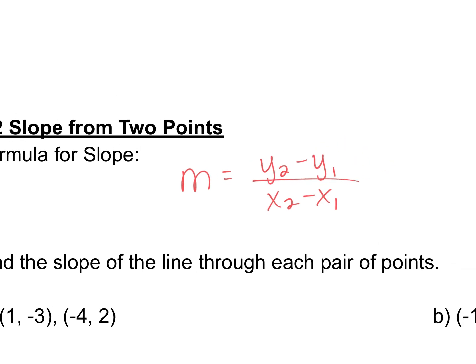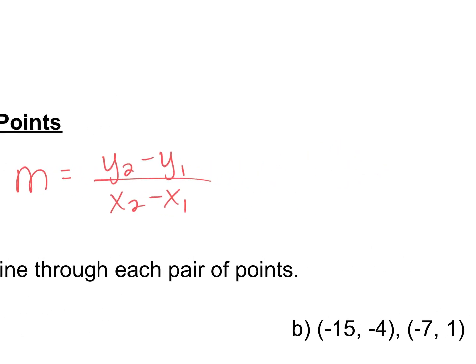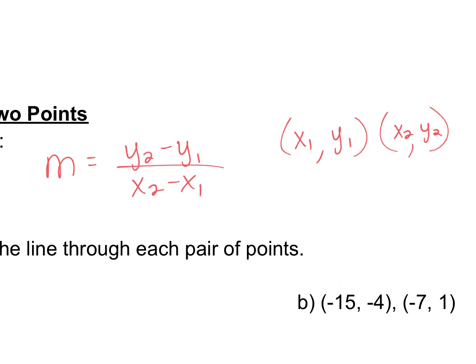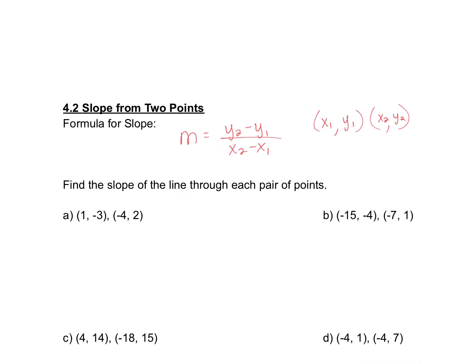Okay, and so this is when you have two coordinates, and they're written as an ordered pair. So the first coordinate is x1, y1. The second coordinate is x2, y2. Okay, so that's where I'm getting those numbers. So remember, x coordinate comes first, then y. All right, so find the slope of the line through each pair of points.